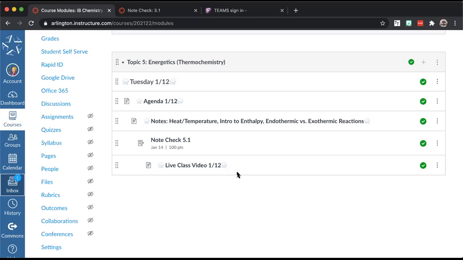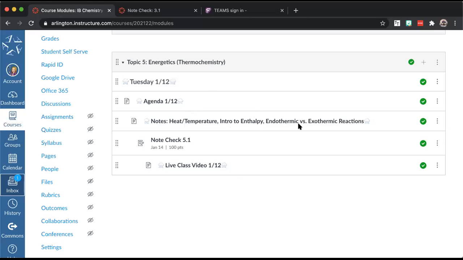Okay, so on Canvas, like I said, we're starting topic 5, which is called energetics. Sometimes you also hear it called thermochemistry. So for today, we're going to do some intro stuff. We're going to talk about the differences between heat and temperature. We're going to talk about this term enthalpy and what that means. But next time, we'll be doing some calculations with enthalpy.